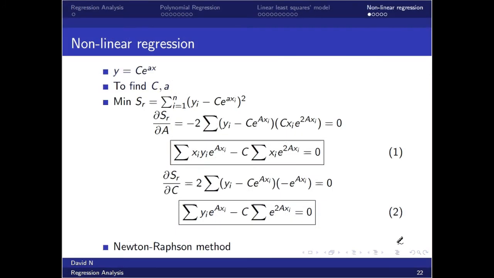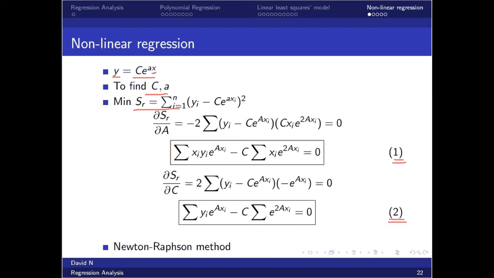Now let us consider the nonlinear regression analysis. Here the nonlinear model which we have is an exponential model given by y, the dependent variable, represented by c times e to the power ax. C and a are the model coefficients which are to be found. X is the independent variable, y is the dependent variable. In order to find c and a, we want to minimize the summation of square of residuals. Here the residual is the summation of y minus c e to the power ax, squared. Now upon differentiating this objective function partially with respect to a and c and equating it to 0 and rearranging the terms, we obtain these two equations, equations 1 and 2.